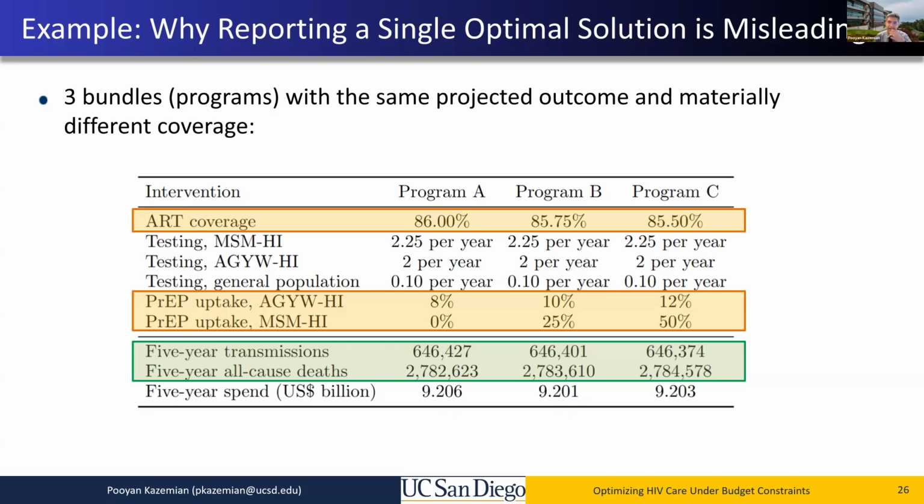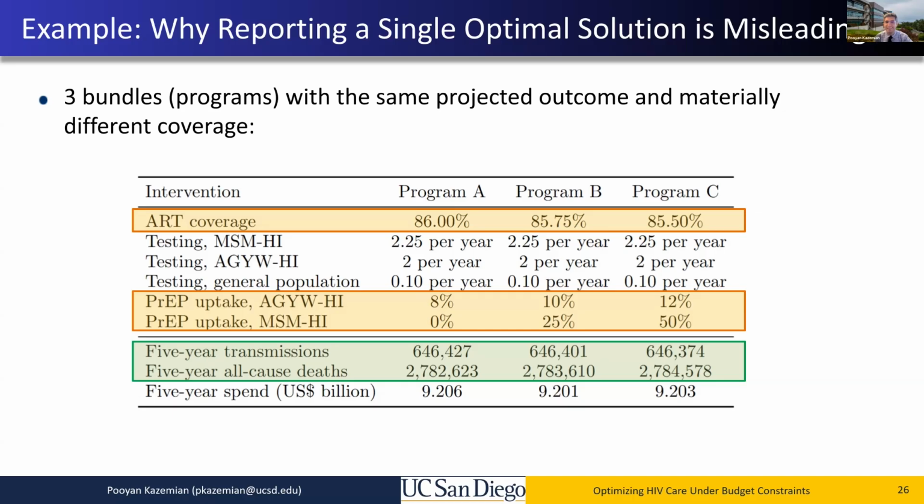Program C, on the other hand, spends less money on ART, so it achieves 85.5% ART coverage, but it increases the PrEP uptake for both high-risk groups. For example, for MSM, it increases the PrEP uptake all the way up to 50%.